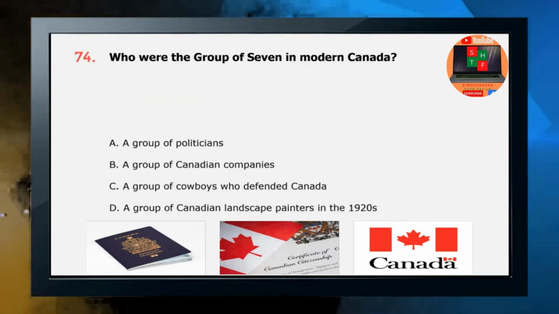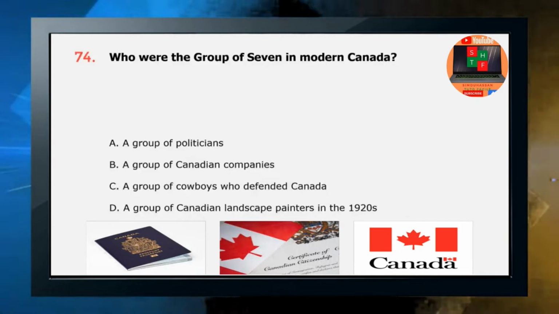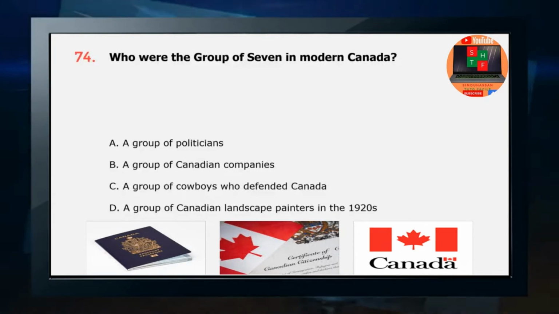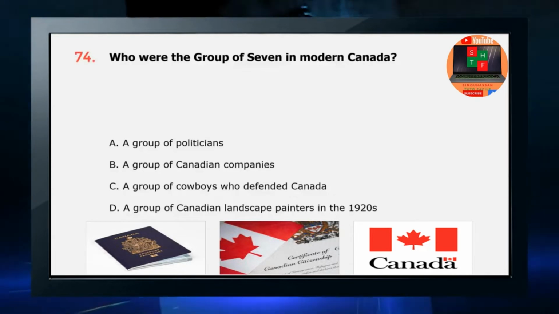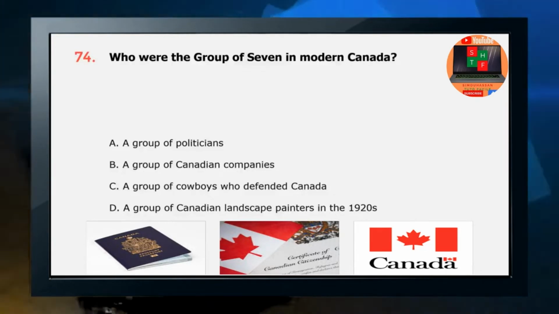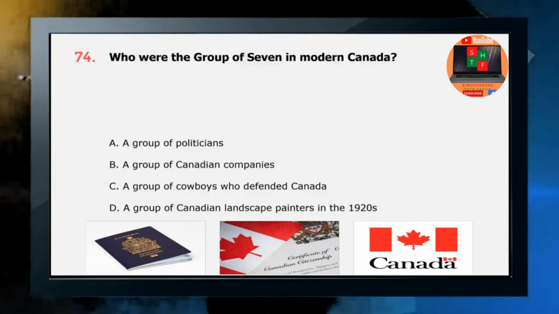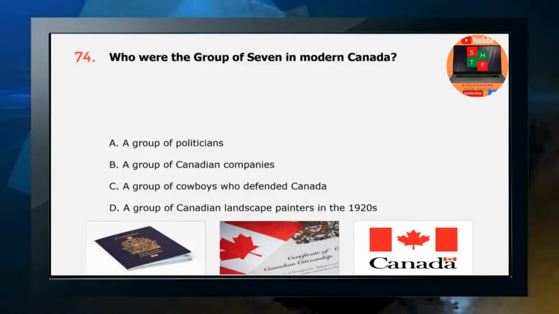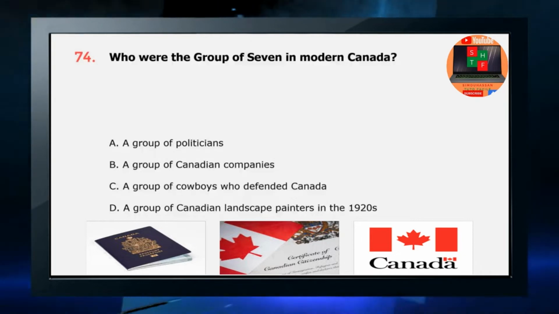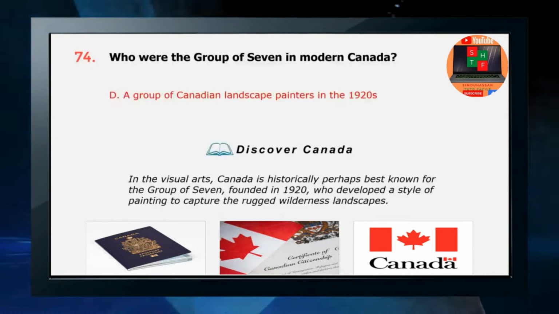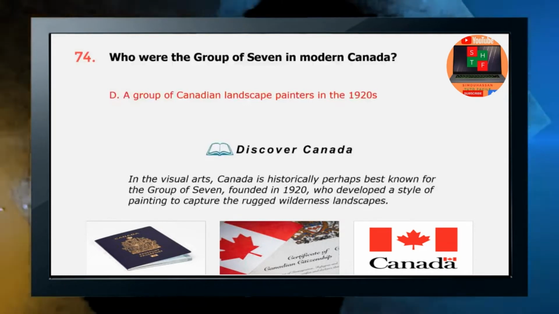Question 74. Who were the Group of 7 in modern Canada? A. A group of politicians. B. A group of Canadian companies. C. A group of cowboys who defended Canada. D. A group of Canadian landscape painters in the 1920s. The answer is D. A group of Canadian landscape painters in the 1920s.